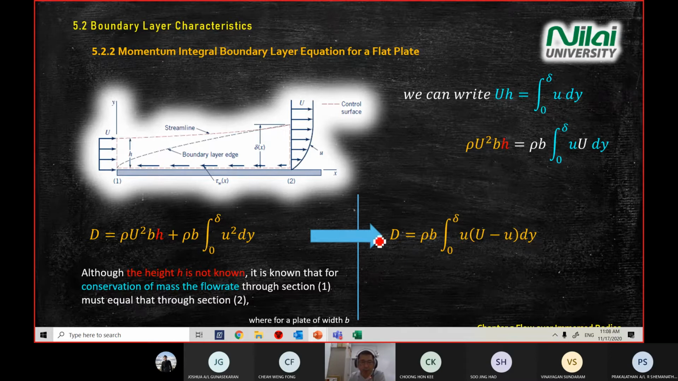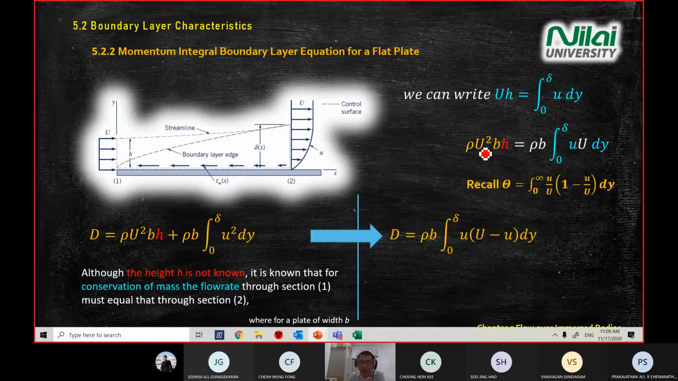Why do we need to convert this one into this one? Because, again, mathematically we do not know what our H is. So we use the conservation of mass, which is m dot 1 equal to m dot 2. We can write our UH times our dy. The area under the curve will be the same. So we make the mathematical conversion, and at the end we have this equation.